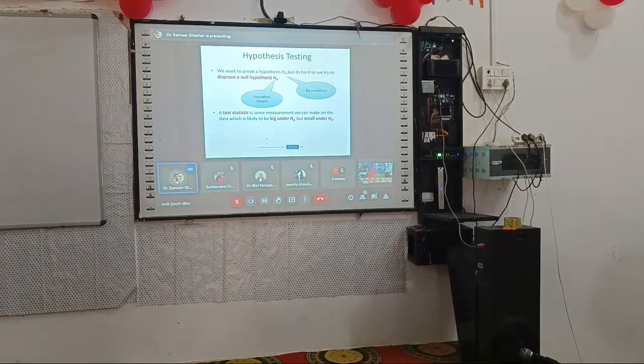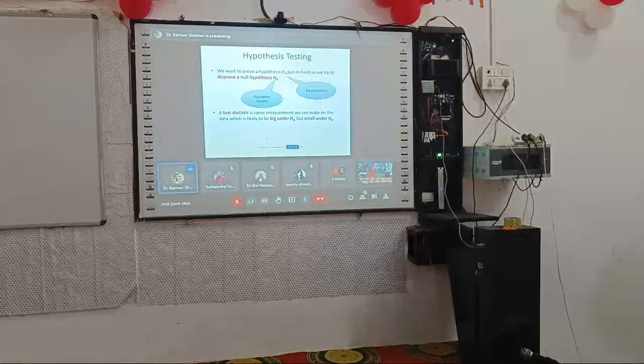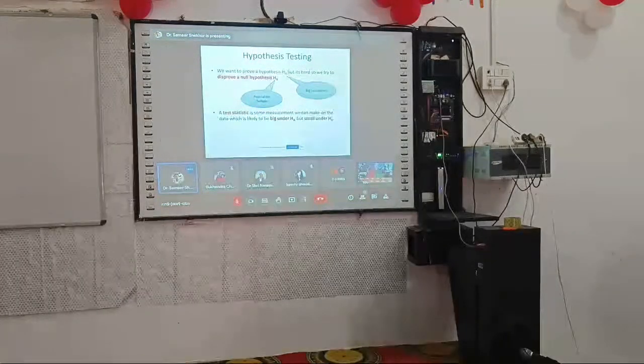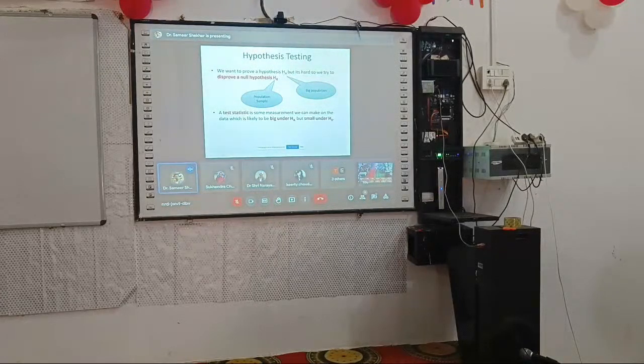So once we are done with the normal distribution of the data, we have to make certain hypotheses about the entire population, okay, and a hypothesis about the sample. When we talk of the hypothesis about the entire population, it is represented here by HA, and the sample hypothesis has been represented by HG. This means that we want to prove a hypothesis HA.